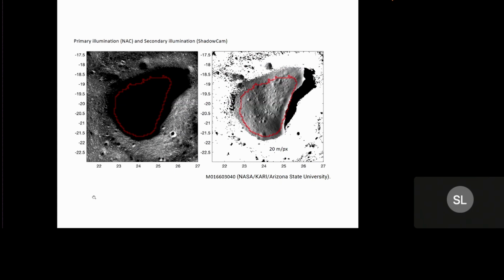Okay, so what we're waiting for are images like this, which show the primary illumination on the right side and the ShadowCam image on the left side. Let's go to the conclusion slide, please.